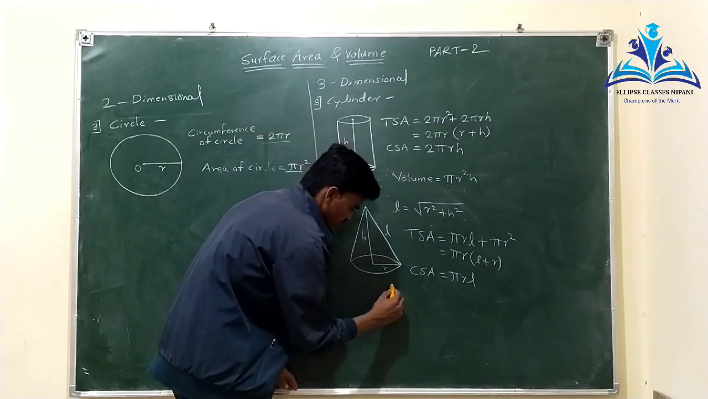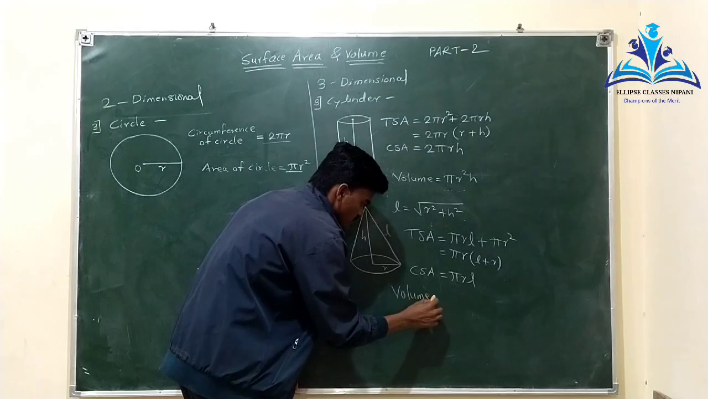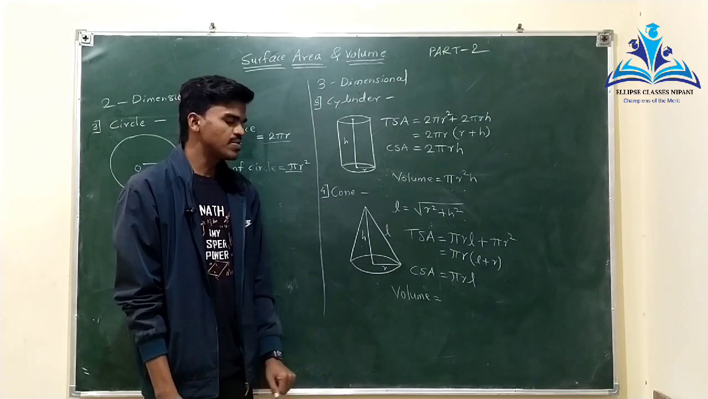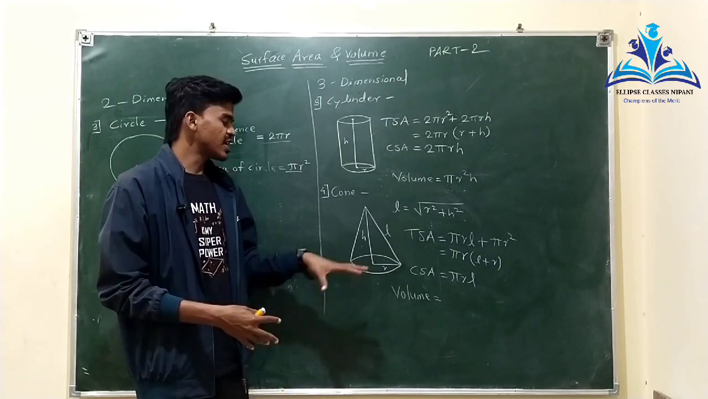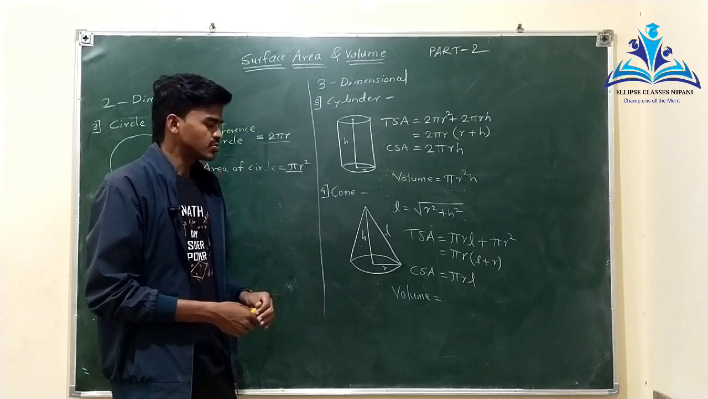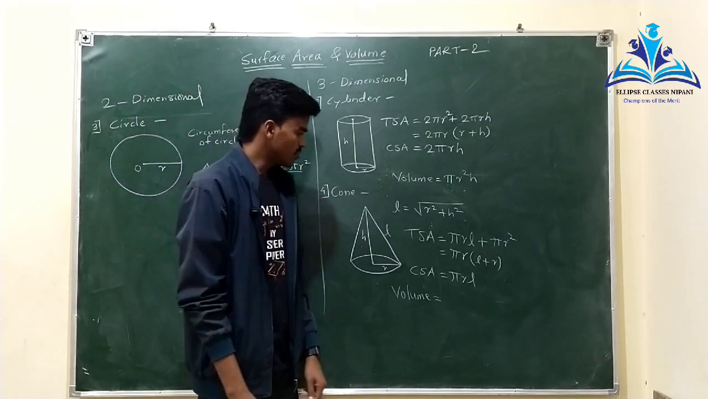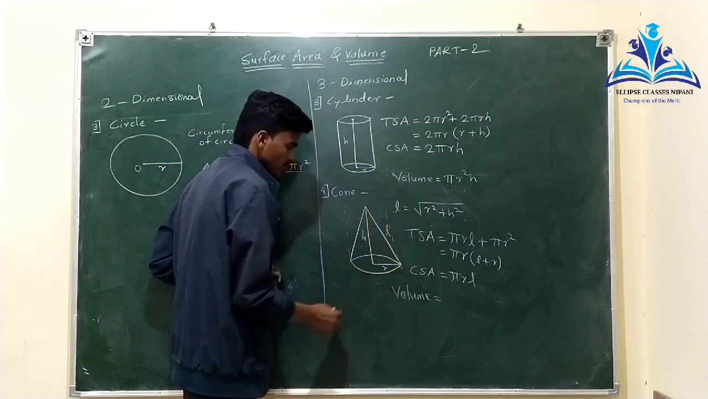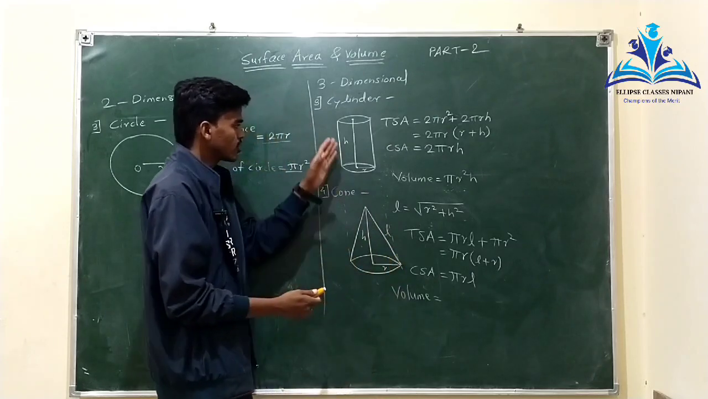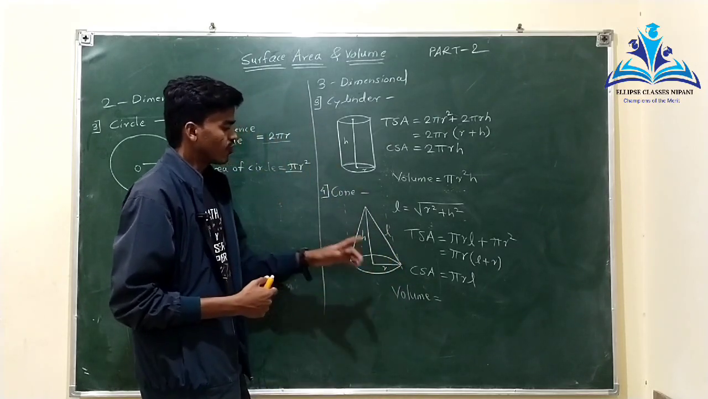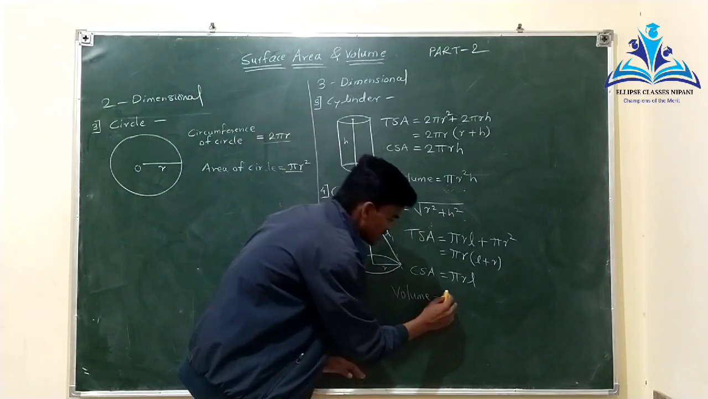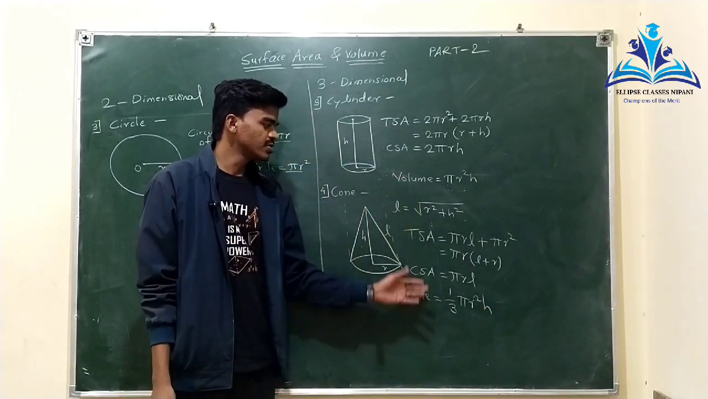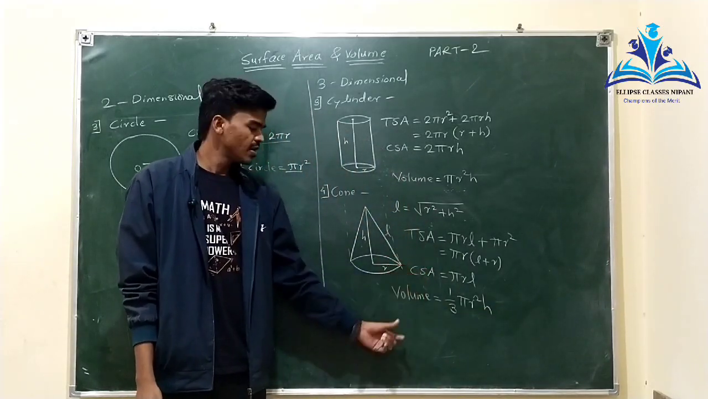Okay, now it's time to see the volume also. Suppose it is an ice cream cone and we need to calculate how much ice cream will fit in this cone. So next, volume. If we consider a cylinder shape like this, this cone is one third of this cylinder, so we take one third of the cylinder volume. That means 1/3 pi r square h. And here we got the total surface area, curved surface area, and volume of the cone.